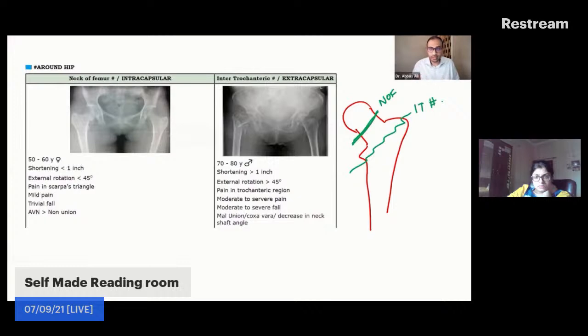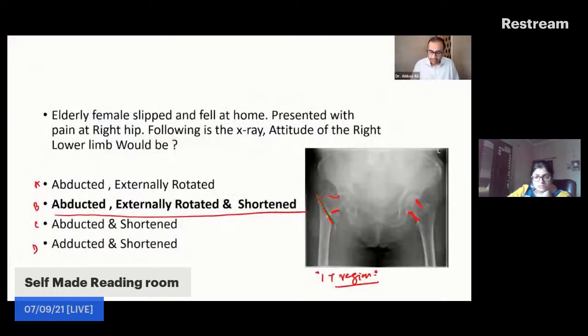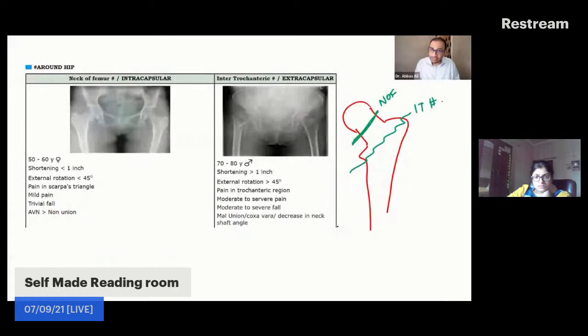Okay. So again, neck of femur fracture or intertrochanteric fracture. Is that clear in your minds? So here there's an intertrochanteric fracture. But if you recall, in both the fractures, the limb is shortened and externally rotated. How do you clinically differentiate? Less shortening, less external rotation: intracapsular or neck of femur fracture. More shortening and more external rotation: extracapsular or intertrochanteric fracture.